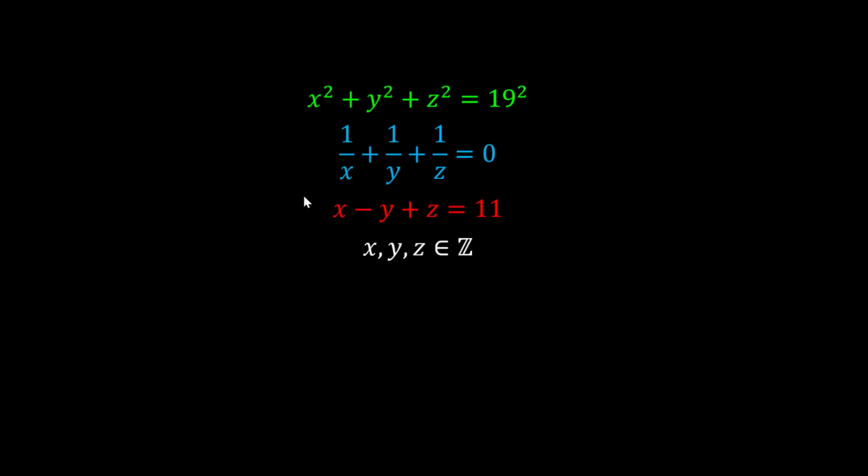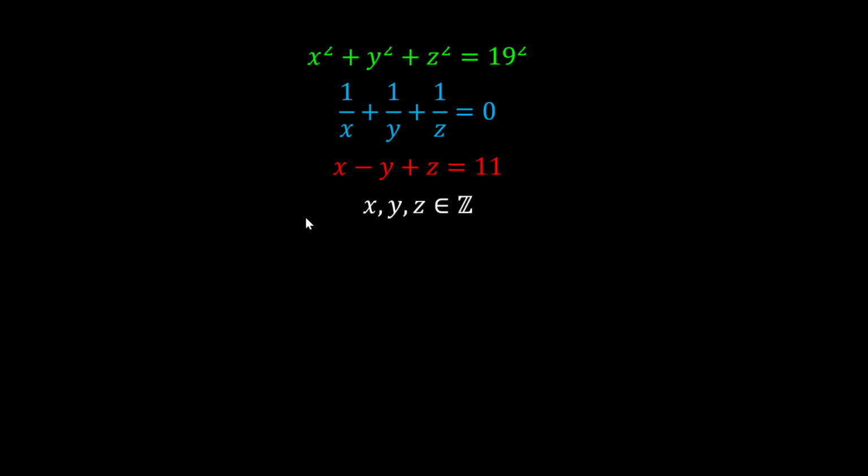So we have x squared plus y squared plus z squared is equal to 19 squared. 1 over x plus 1 over y plus 1 over z is equal to 0. x minus y plus z is equal to 11. And we are required to find the solutions for x, y, and z.